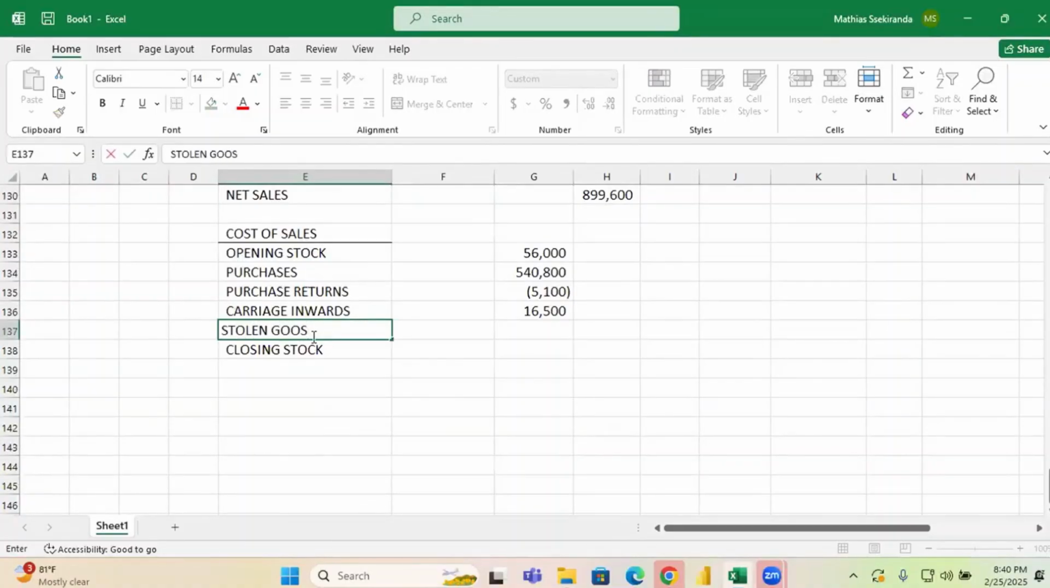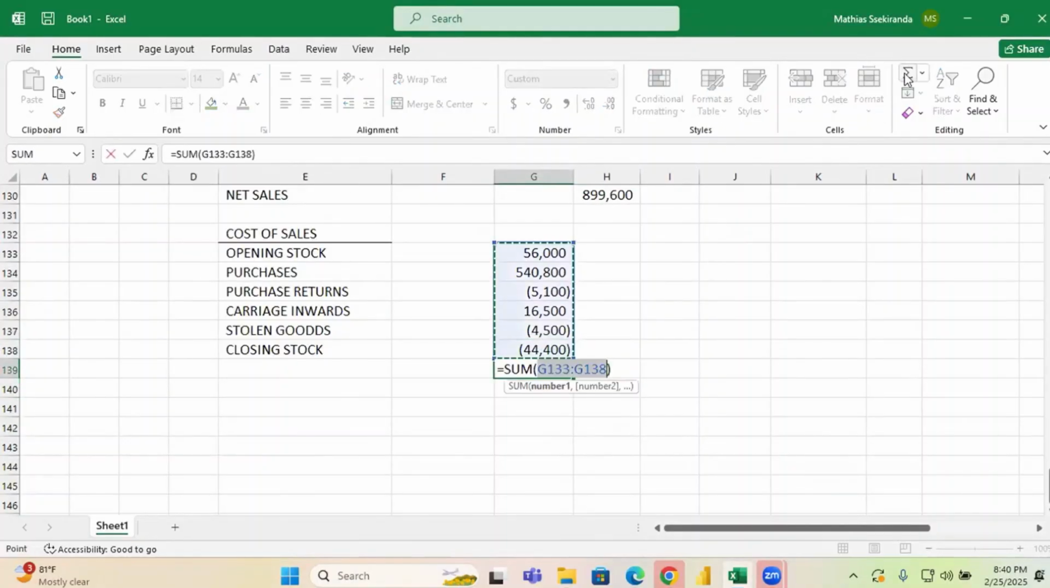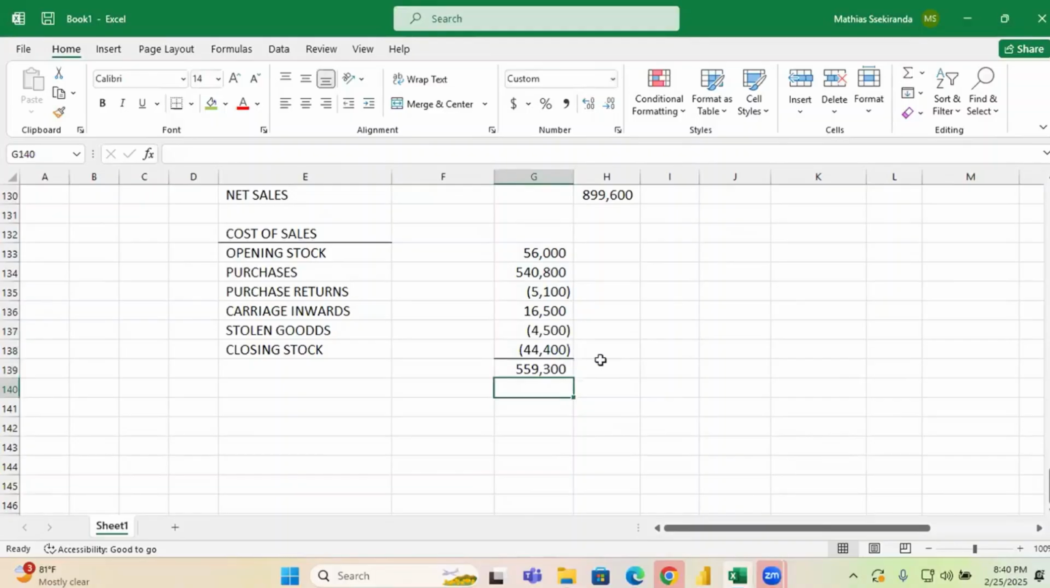In the cost of sales, 4.5. We less stolen goods, 4.5, and then we less closing inventory, 44.4. That's the figure that I was looking for. But I gave you all these details in the first number we did last week that you have to put.